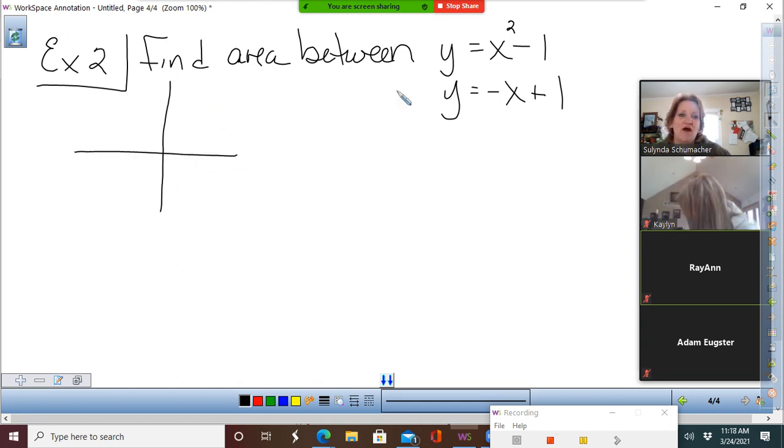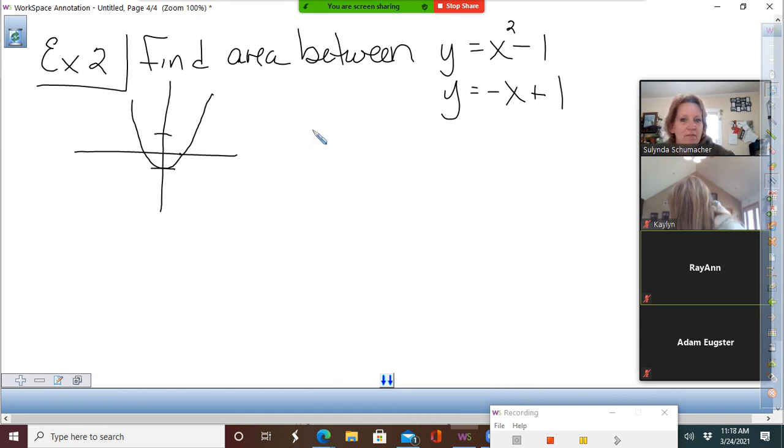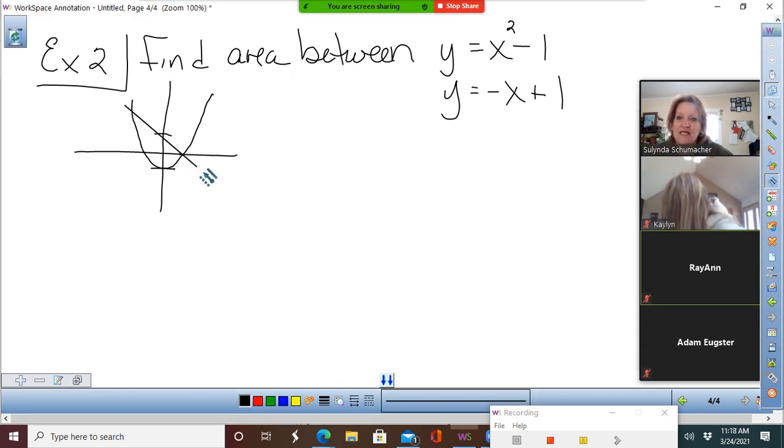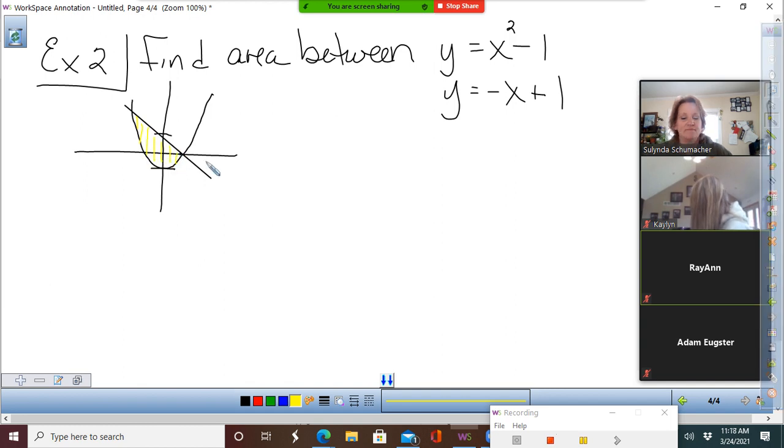So if I sketch this graph, this is a parabola that's moved down 1. So here's my parabola that's moved down 1. And then this is a line that's gone up 1 and has a slope of down 1 and over 1. So my line would be like this. And so this time I'm looking for this area in here. All right, so again, the first thing I have to do is figure out what this point and this point is.